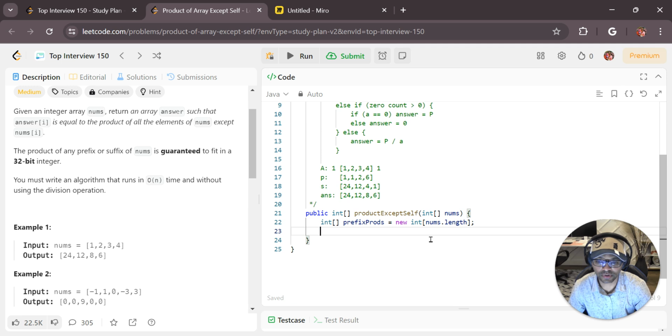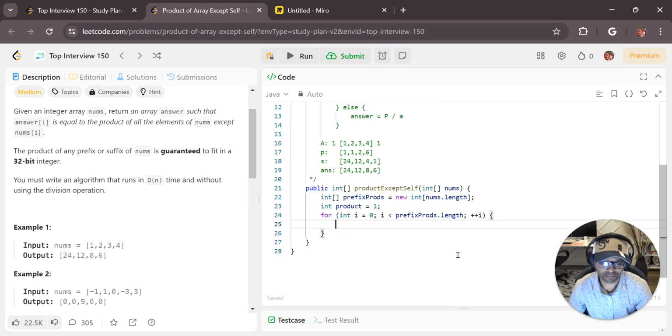And actually, let's just first fill up prefix prods so we don't confuse ourselves. Int product equal to 1. This is what we'll use to do running products. And yeah, we just fill it up. So i is less than prefixProds.length, plus plus i.